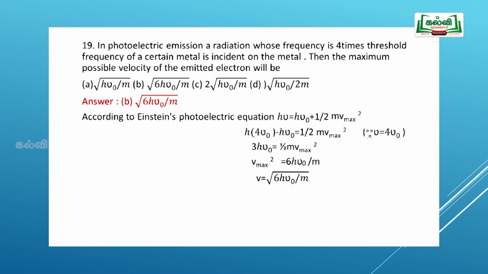As we know, according to Einstein's photoelectric equation, h nu is equal to h nu naught plus half m v max square. It is given that the frequency of the incident photon is 4 times the threshold frequency, that is nu is equal to 4 nu naught. So substitute for nu as 4 nu naught. You will get h 4 nu naught minus h nu naught is equal to half m v max square. So 3 h nu naught is equal to half m v max square. When you rearrange this, we get v max square is equal to 6 h nu naught by m. V max is root of 6 h nu naught by m. So option B is the correct answer.